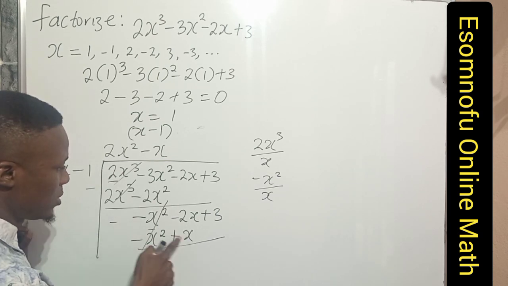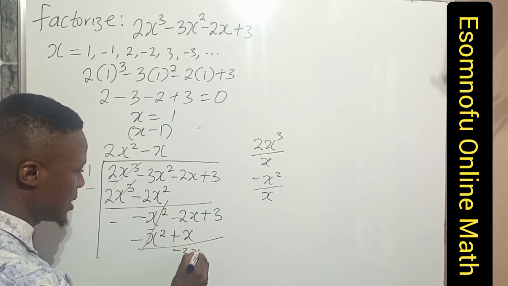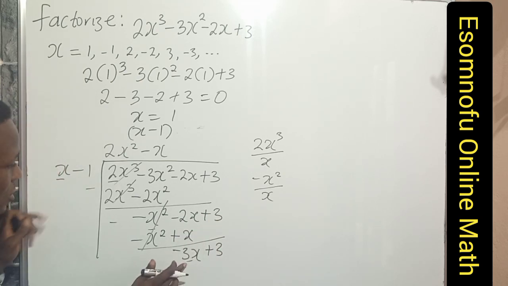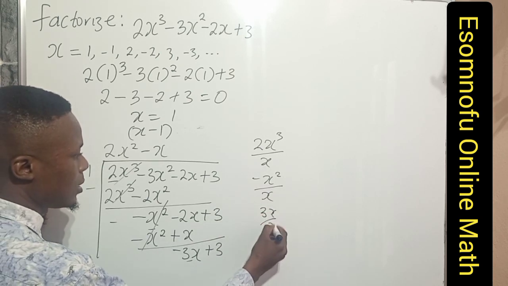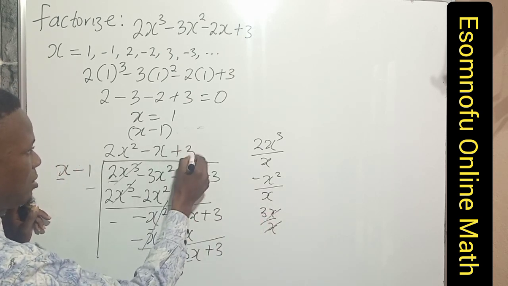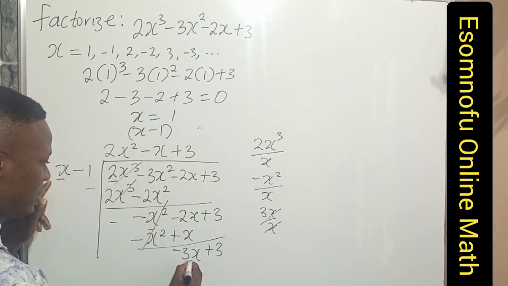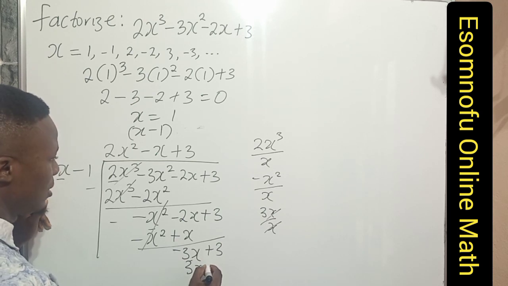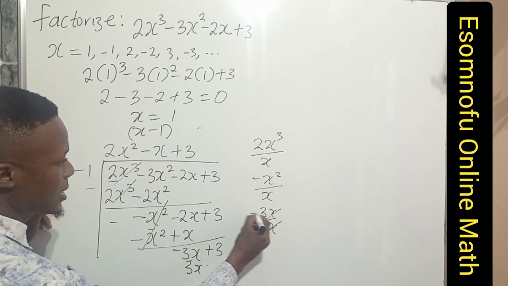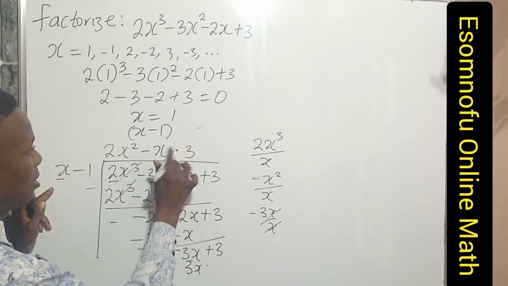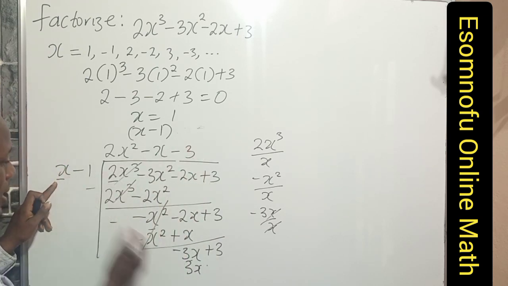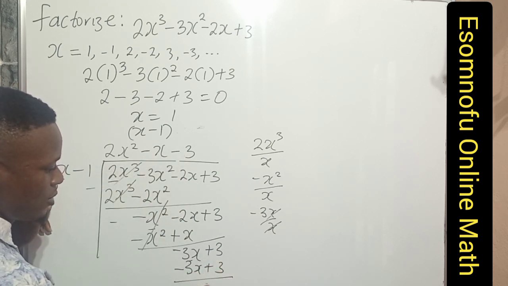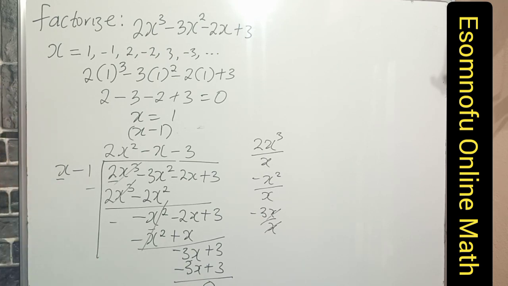Minus 2x minus x will give us minus 3x. Then you bring down plus 3. The highest degree is this, so divide minus 3x by x. That will give us minus 3. So minus 3 times x is minus 3x, and minus 3 times minus 1 is plus 3. And when you subtract everything, you get 0. Once you get 0, you stop.